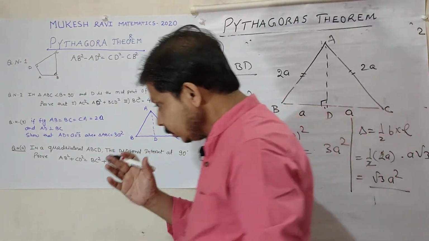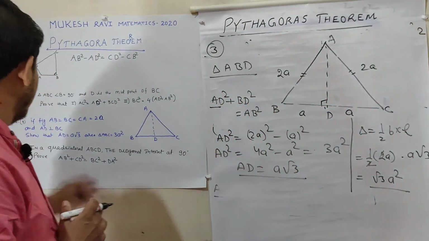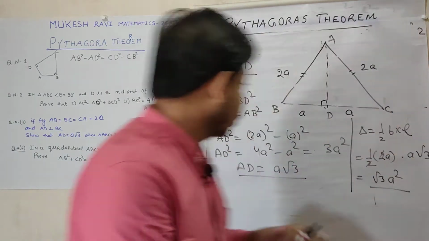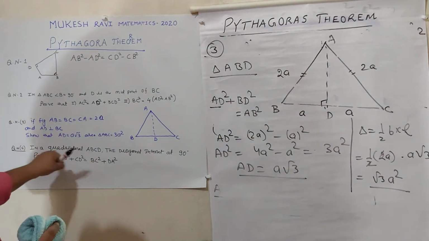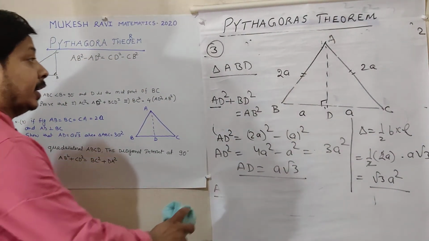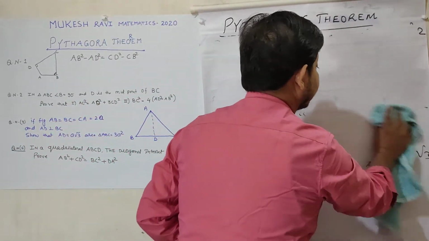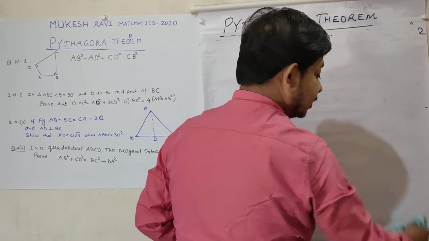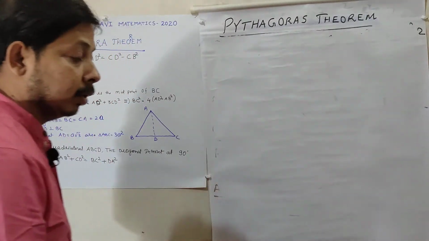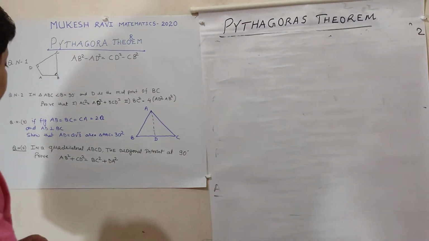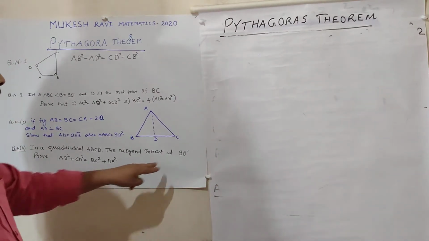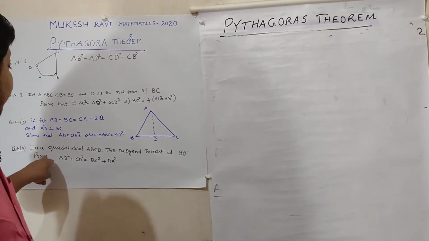Now, coming back to the fourth question. In quadrilateral ABCD diagonal. Very good question. First of all, I am reading the question for you. In quadrilateral ABCD, students always mark this question like a square or rhombus. No, it is not given. In quadrilateral ABCD, the diagonals intersect at 90 degree.